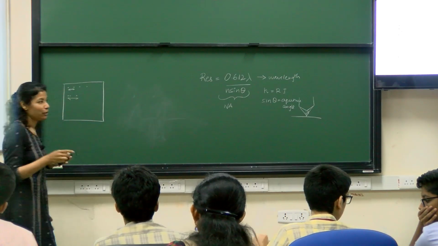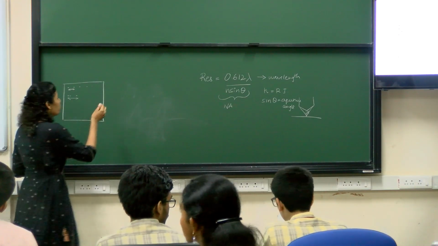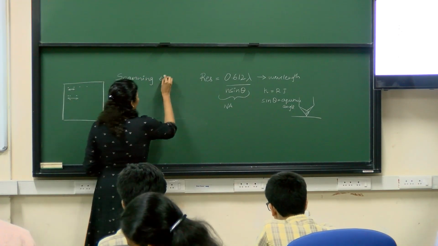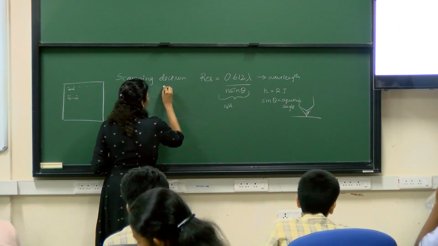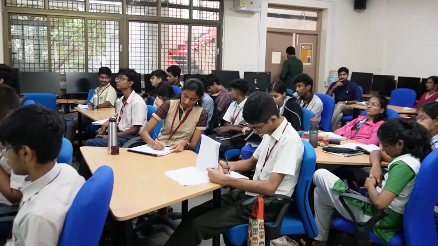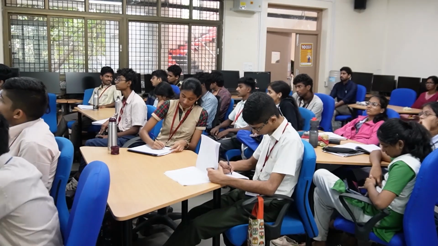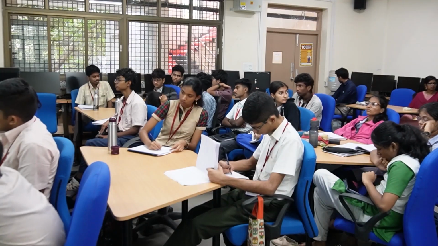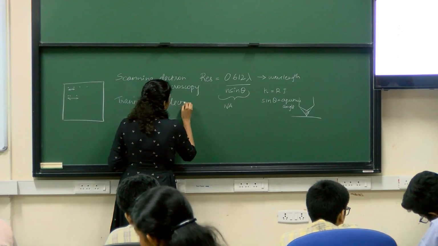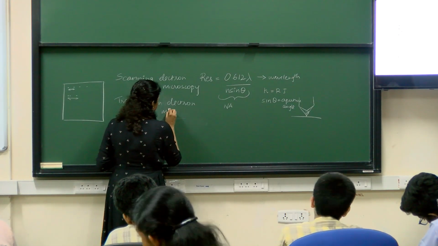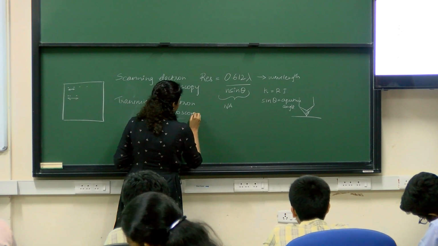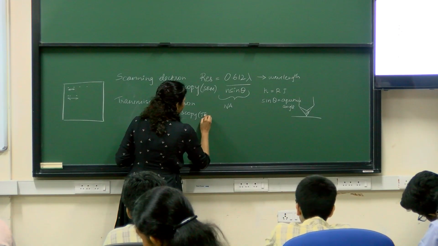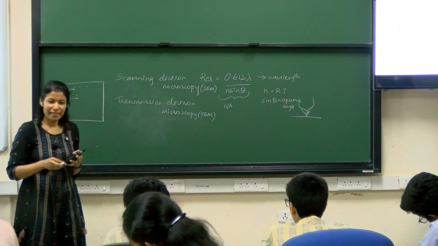So as he said, there are two kinds of electron microscopy that you can do. One is called scanning electron microscopy. And the other is transmission. So we call it SEM and TEM. So the setups are a little different for both of these.